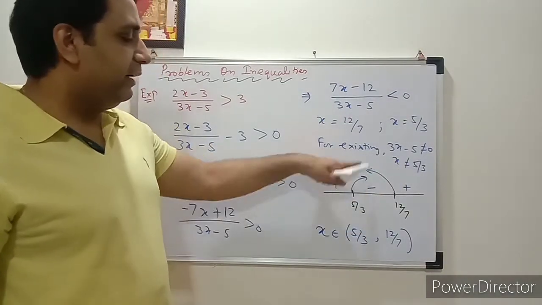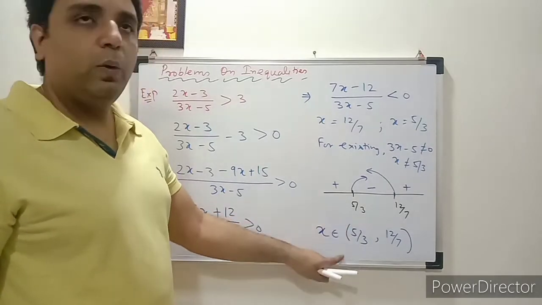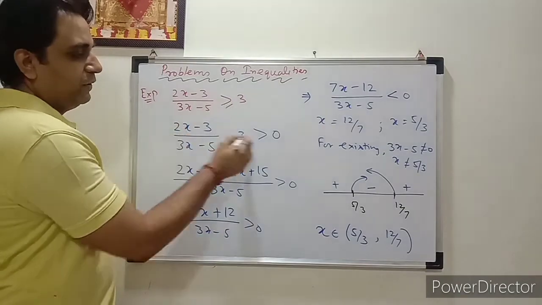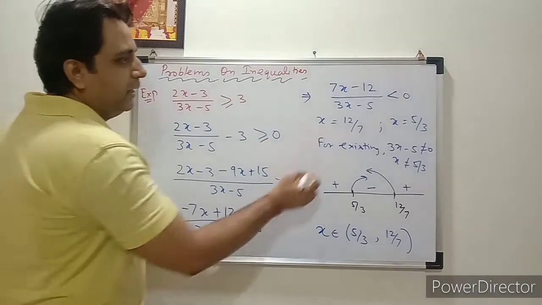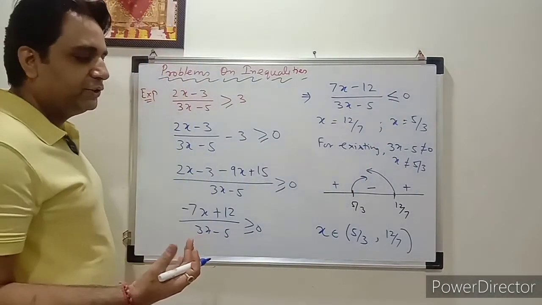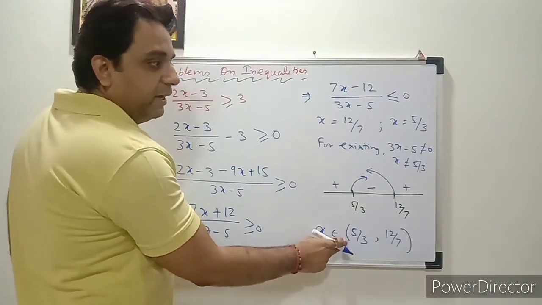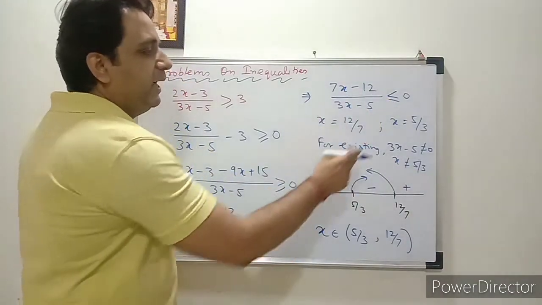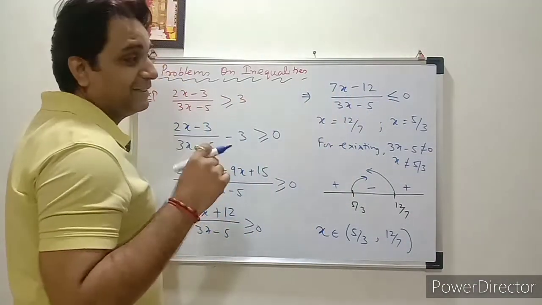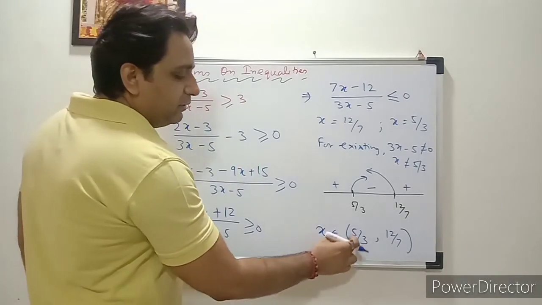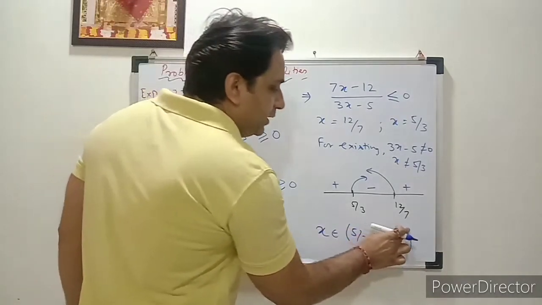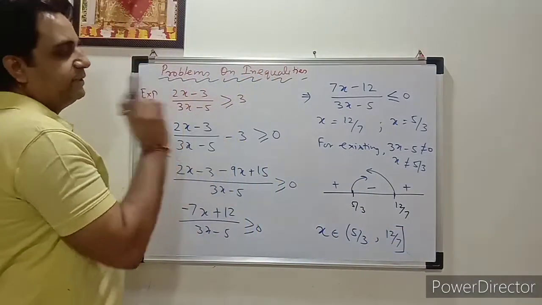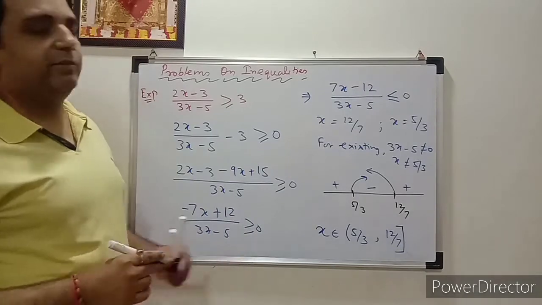At 5 by 3 the expression is not defined, that's why we put an open bracket. Suppose there is an equal to sign; what will be the change? This will be the same. Why? Because 5 by 3 we cannot take, as at 5 by 3 this expression will not exist, it is not defined. So x belongs to 5 by 3 with an open bracket, but 12 by 7 we can take, so we'll put the square bracket if there is an equal to sign. Otherwise, what we have done is fine.